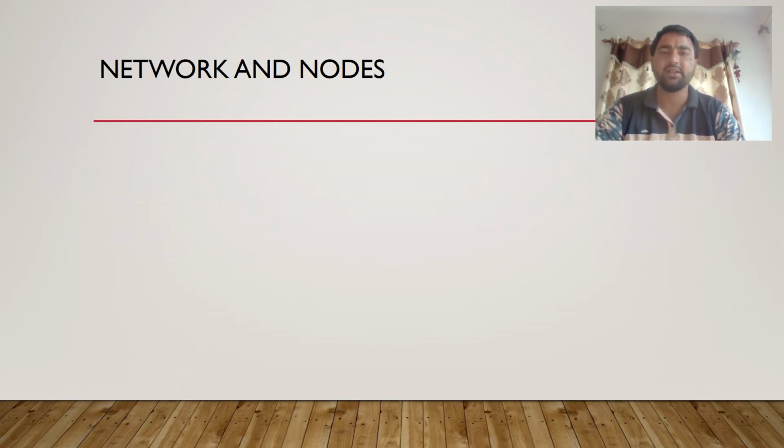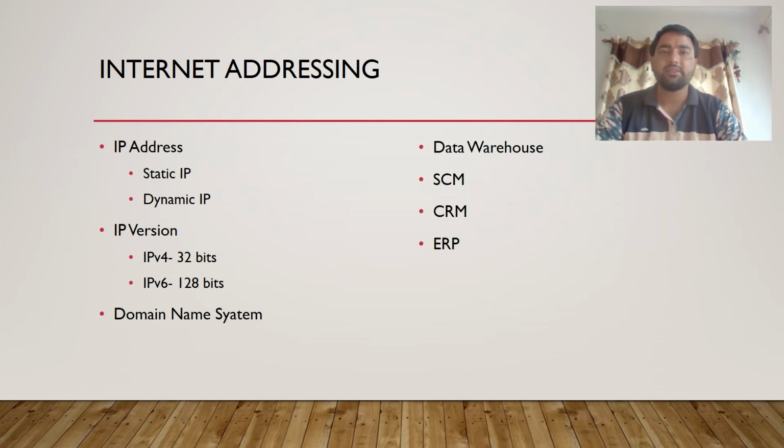Then we're discussing the network and nodes. In that, the first thing that comes is internet addressing. When you are connected to a network, you must be identified. The particular node that is connecting to the internet must be identified, and for the identification, a unique address is required for each and every web resource over the network.